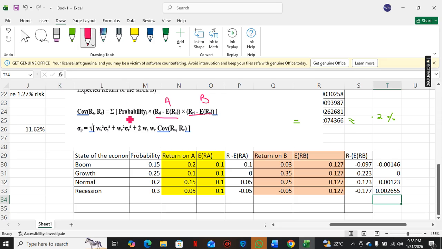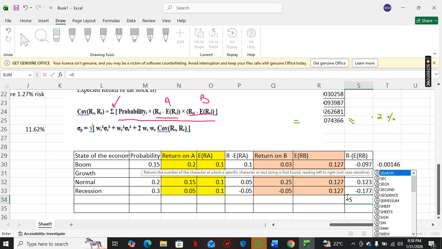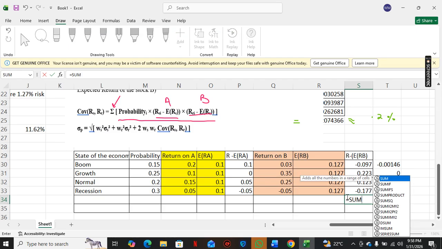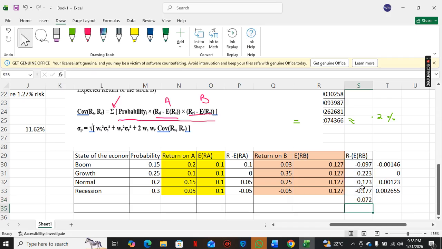So that's what we've done here. We multiply the probabilities by each deviation. Then the last thing you do, you need to add. That's why this sigma is there, you need to add. Okay. 0.072, okay, which is like 7.2%.